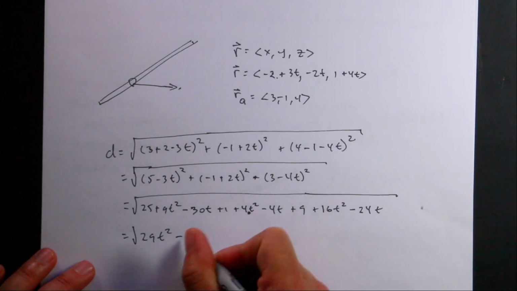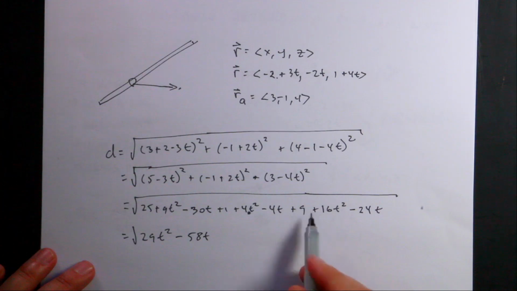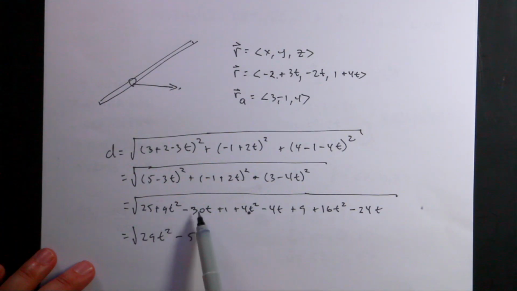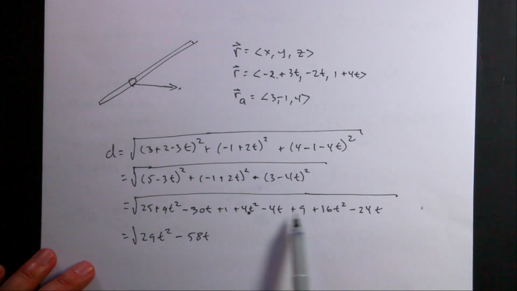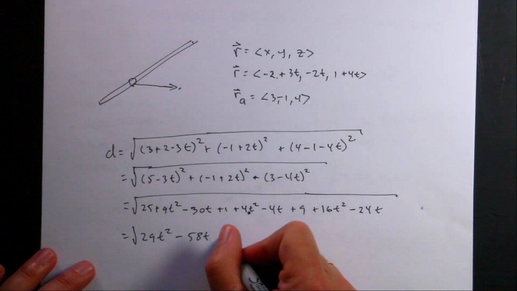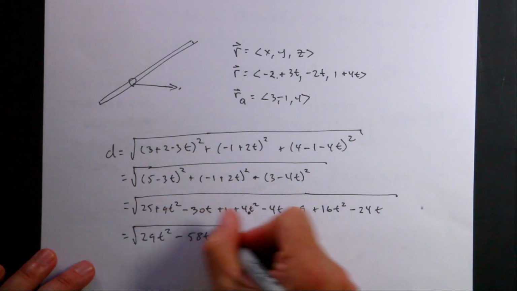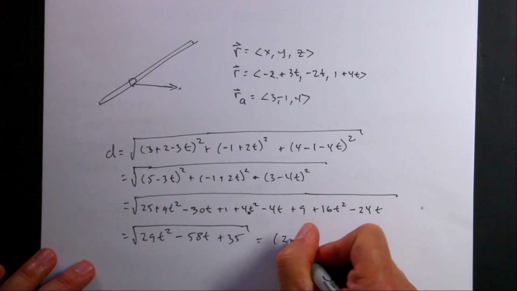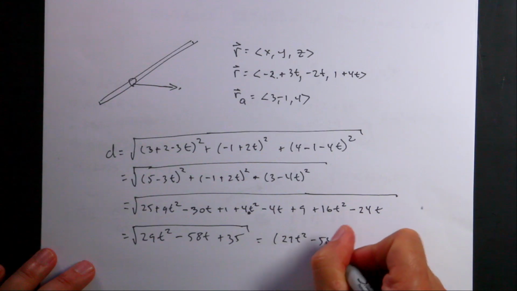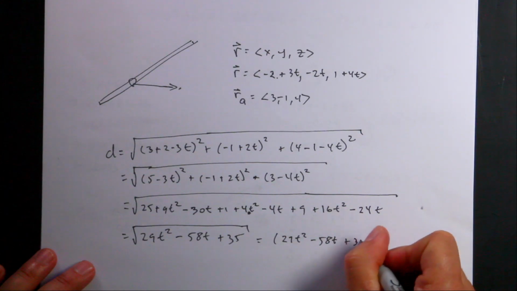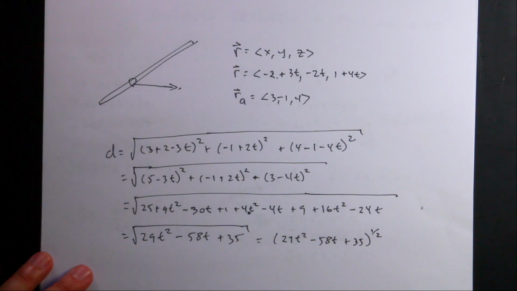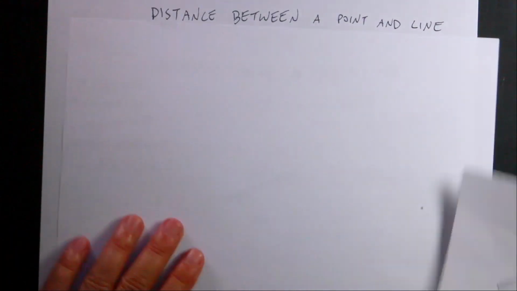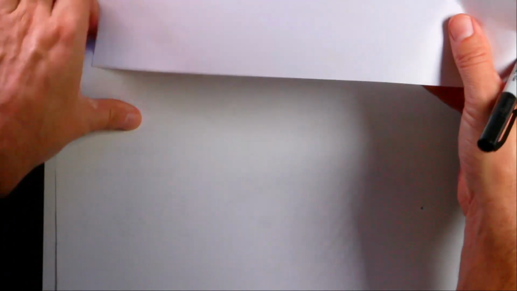Yeah, negative 58t. And then I get 25, 26, 35. That's it. And I'm going to write this as 29t squared minus 58t plus 35 to the 1/2 power. And that's d. Now I want to take the derivative of d with respect to t, which seems kind of weird. So let's just put that right here.